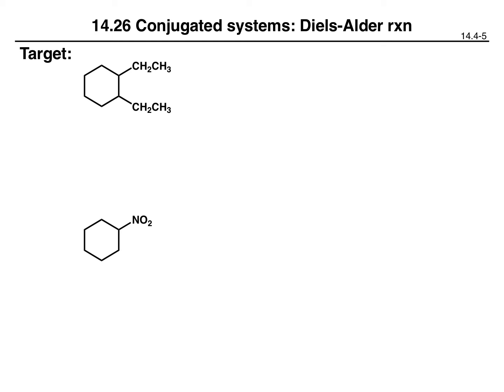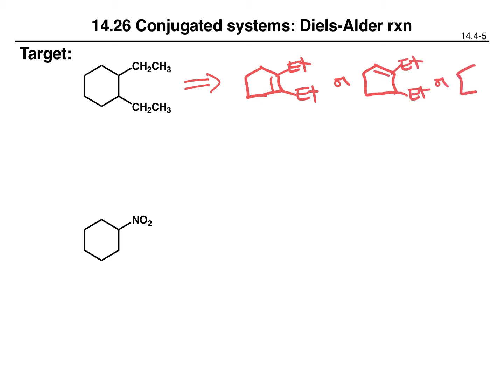So let's say we want to make this compound with a 6-membered ring substituted with 2 ethyl groups. Well, we know that we can reduce an alkene, so that means that this compound could be prepared from this compound or from this compound or from this compound, etc. And we know that any of these could be obtained via the Diels-Alder reaction. So which way would we want to set this up?